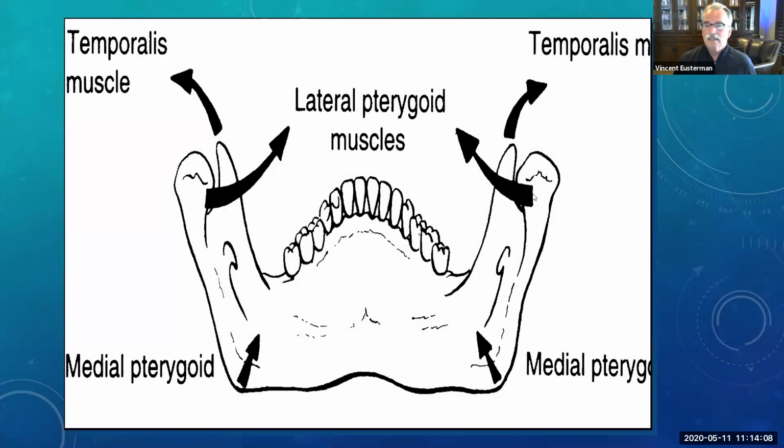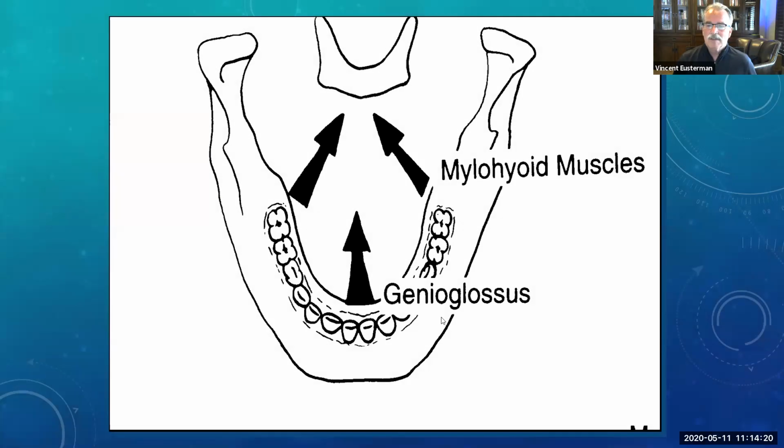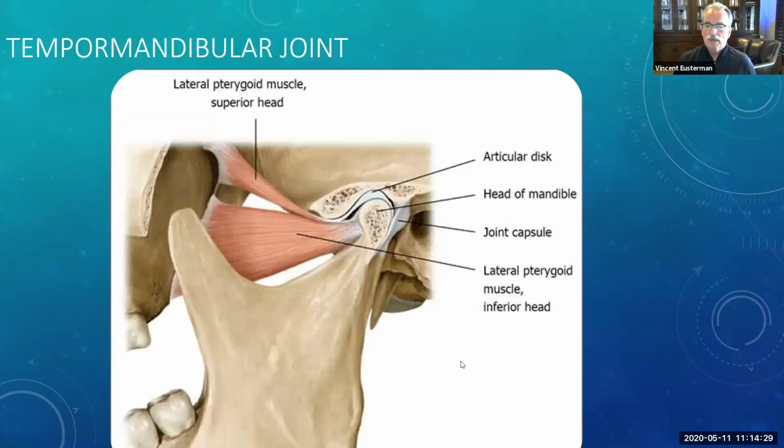So the pulls are in many different directions. The condyle is being pulled medially and anteriorly. Medial pterygoids are pulling in a plane medially here and not just up and down. And you can see the same thing with the mylohyoid and genioglossus distracting segments of the mandible. And these all have to be taken into account when the fracture is evaluated.